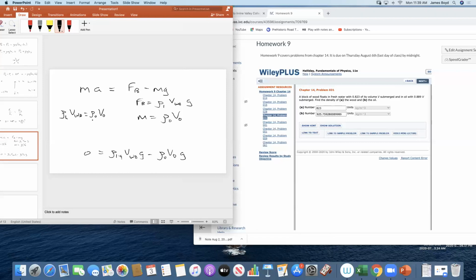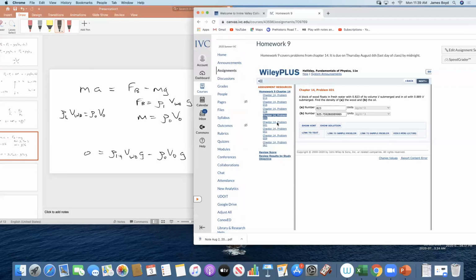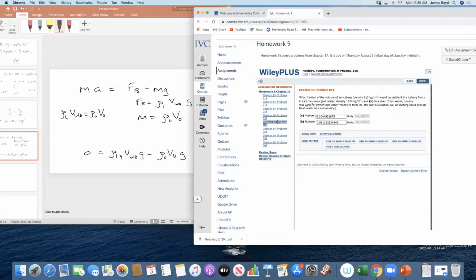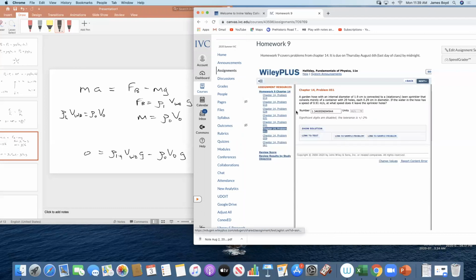We have a lab on buoyancy. I don't think this part's too bad. And I don't really want to spend too much time on that one either. So iceberg and oil. Basically, I gave you both of those types of problems.